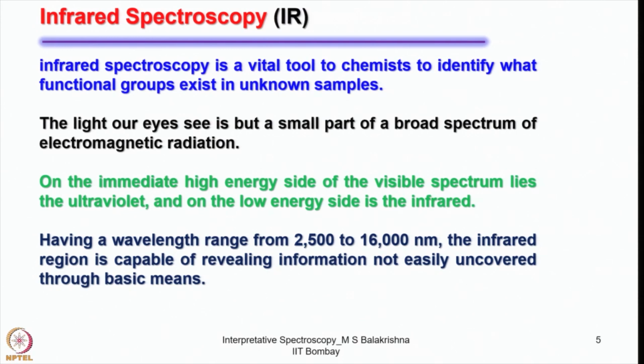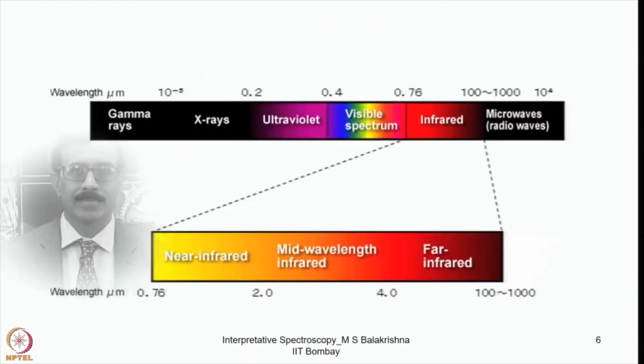The light our eyes see is but a small part of a broad spectrum of electromagnetic radiation, in the visible region. On the immediate high energy side of the visible spectrum lies the ultraviolet, and on the lower energy side is the infrared. So you can see here we have the visible spectrum, and infrared is here, and microwave radiation comes here. This is the region we are going to focus on as far as infrared spectroscopy is concerned.